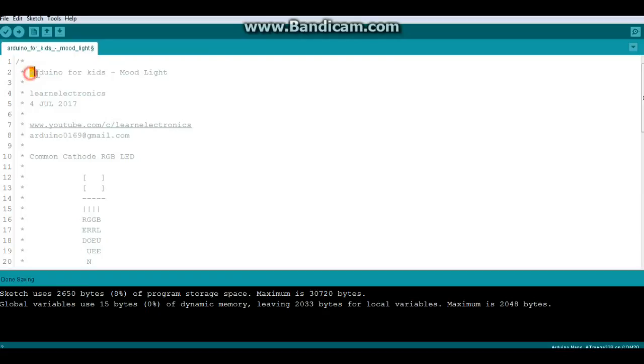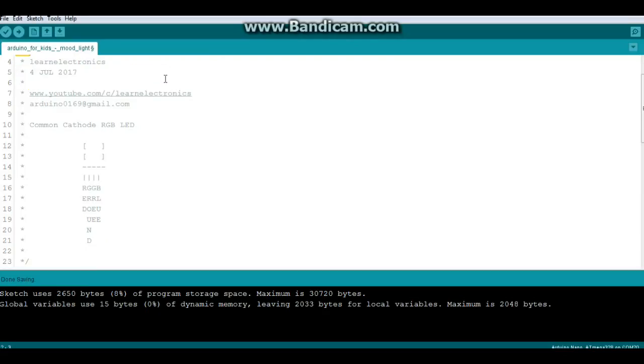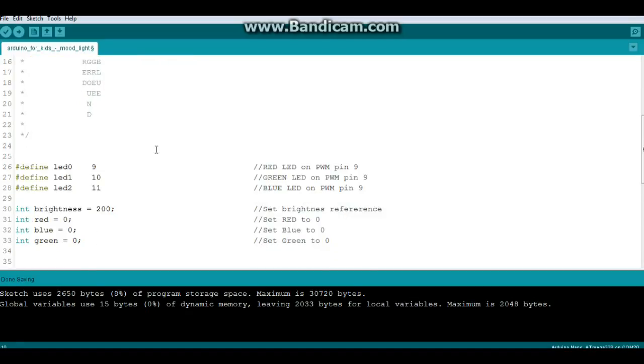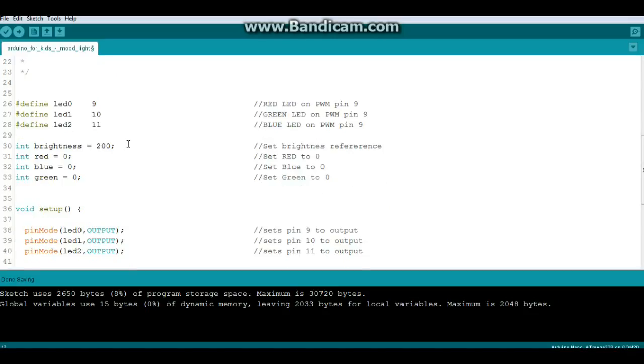Let's look at the code for the Arduino for Kids Mood Light. If you forget how to hook up your RGB LED, there it is right there. So we start off with three defines. LED 0 is on pin 9, LED 1 is on pin 10, and LED 2 is on pin 11, and of course, that's LED 1 is the red, LED 2 is the green, and LED 3 is the blue.